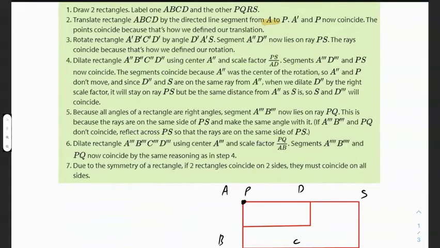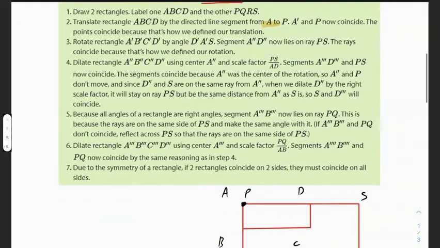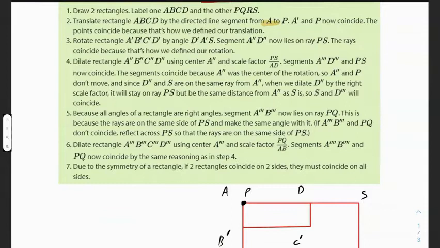Lovely. Let's figure out what else is happening here. And let's go ahead and give them the prime designations. We just moved this rectangle, so I want to make sure that I denote that.